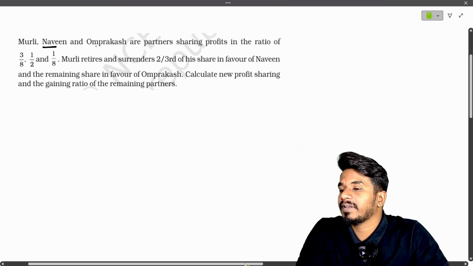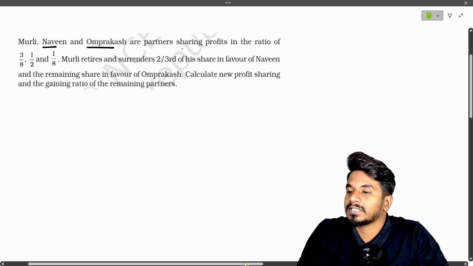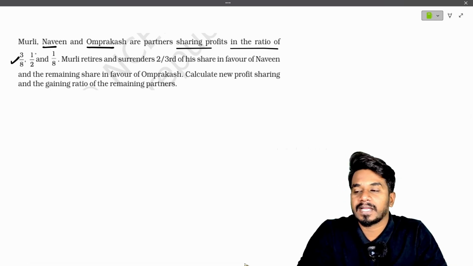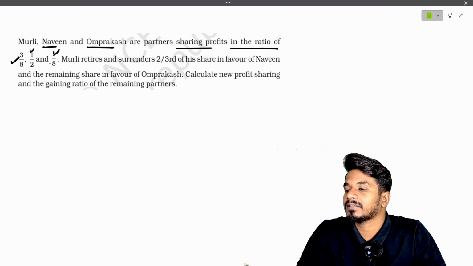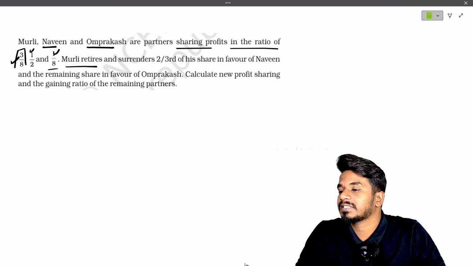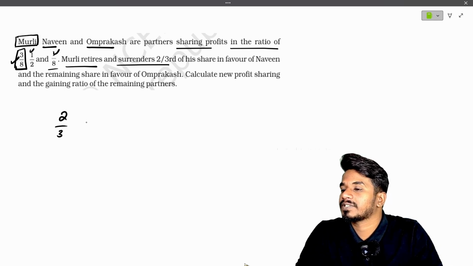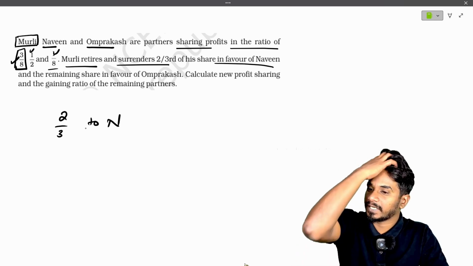Murali and Navin and Om Prakash are partners sharing profits in the ratio of 3 by 8, 1 by 2 and 1 by 8. Murali retires. This person is getting retired. And he surrenders two-third of his share to whom? To Mr. Navin. We can keep it as N.